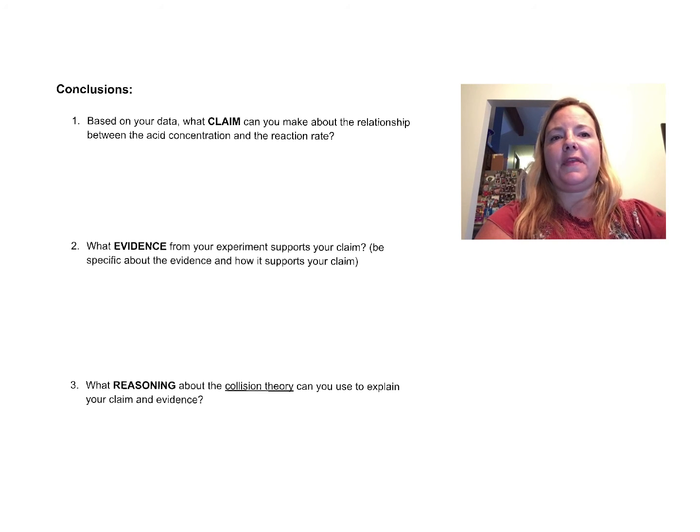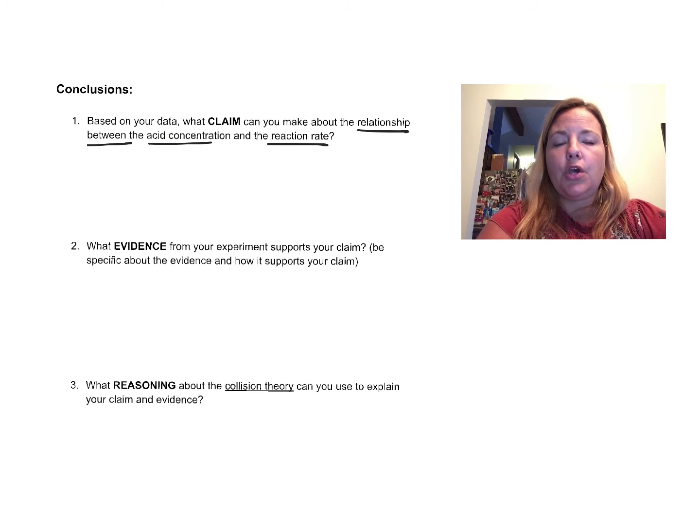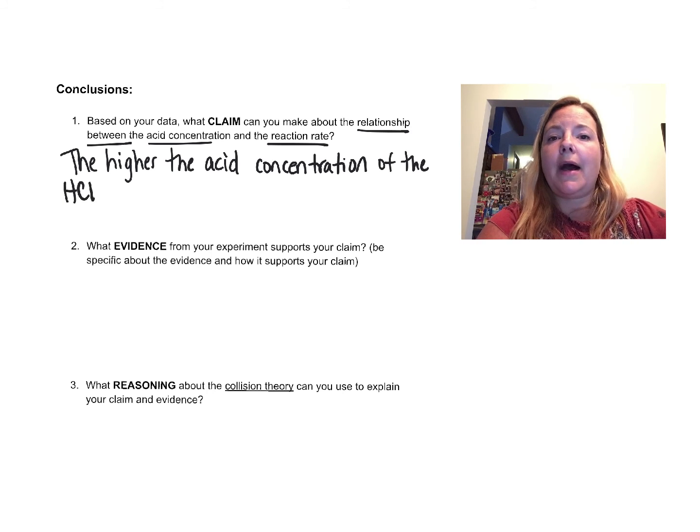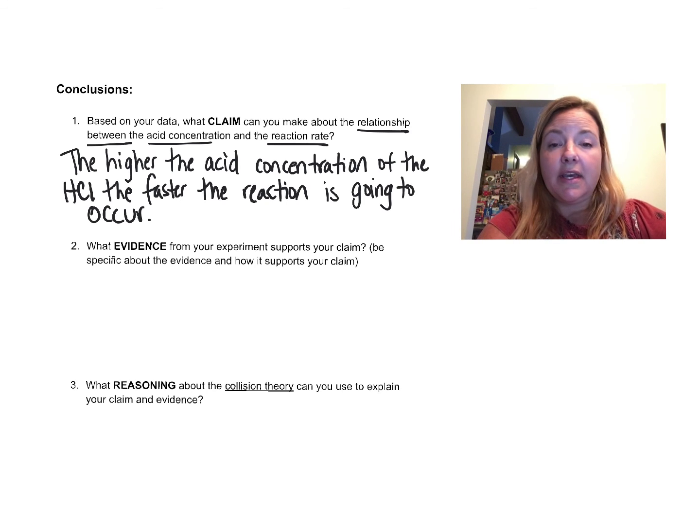Let's finish this lab up with a claim, evidence, and reasoning conclusion as well. Remember, our claim is the relationship between the concentration of the acid and the rate of the reaction. So our claim can be about a higher concentration or a lower concentration. I'm going to make my claim that the higher the concentration of the hydrochloric acid, and then I'm going to determine if it's going to be faster or slower. So I'm going to say in my claim that the higher the concentration of hydrochloric acid, the faster the chemical reaction is going to occur. You could do the opposite as well if you wanted to.